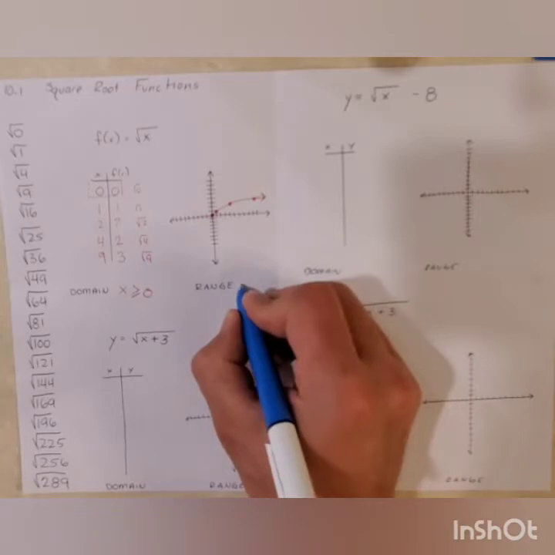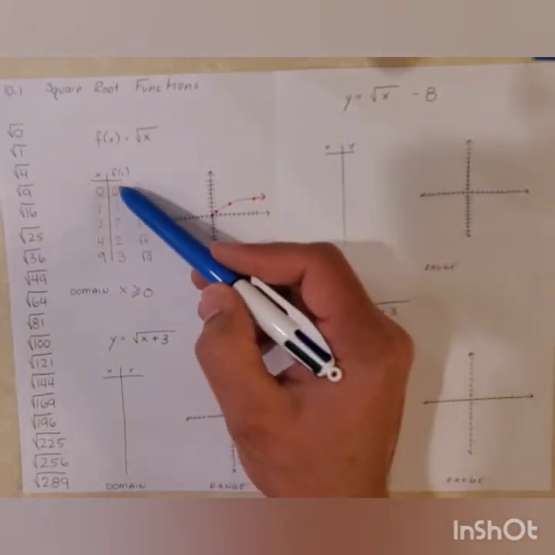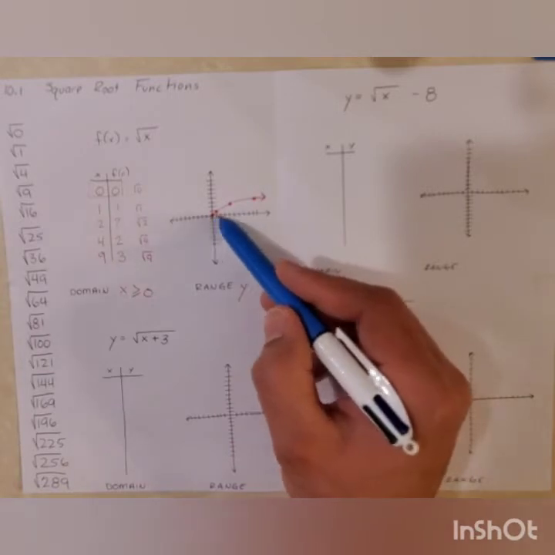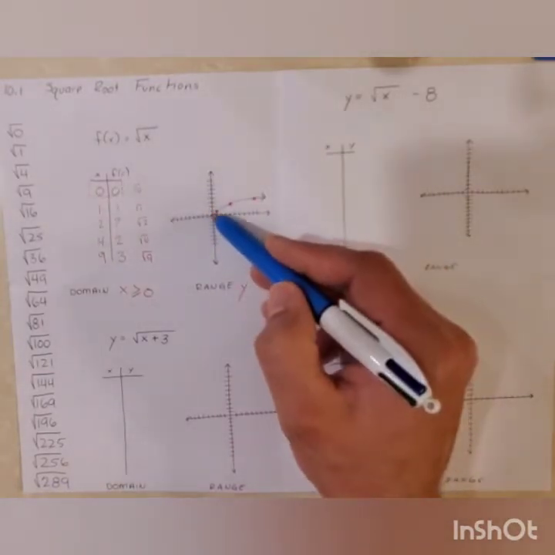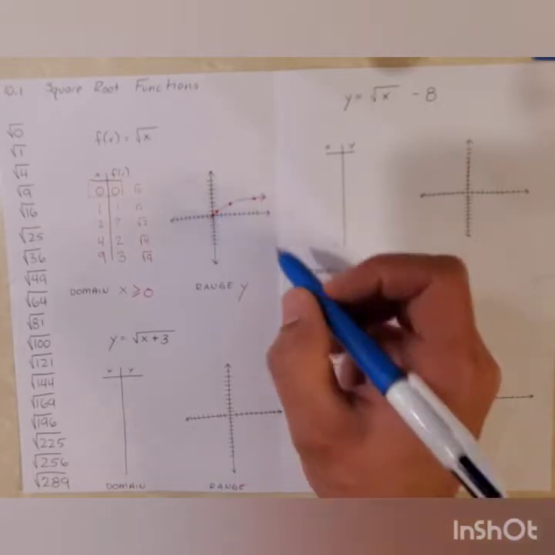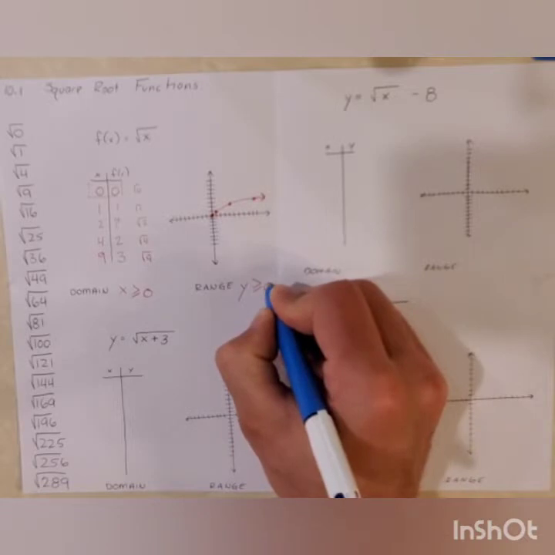Range, if you remember, is our y value. What's going on with our y's? If you look at the graph, you can see the graph starts right here. Your y's just go up and up. What does it start at? It starts at 0 and it goes up, so y is greater than or equal to 0.